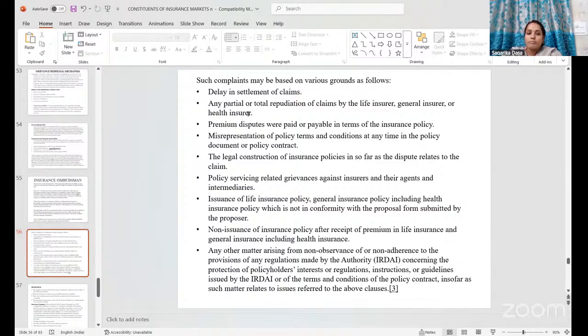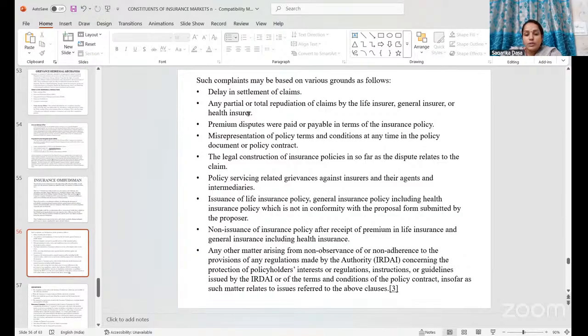The legal construction of the insurance policy in so far as the dispute relates to the claim. Regarding the claim settlement process, anything which is legally included in the insurance policy, they can still go to the ombudsman. Policy servicing related grievances against the insurer or their agents and intermediaries. If the policyholder faces any problem from the insurance company, the agents, or any other intermediaries like brokers, then they can raise a complaint regarding the insurance companies, policy agents, policy brokers, or any other intermediary.